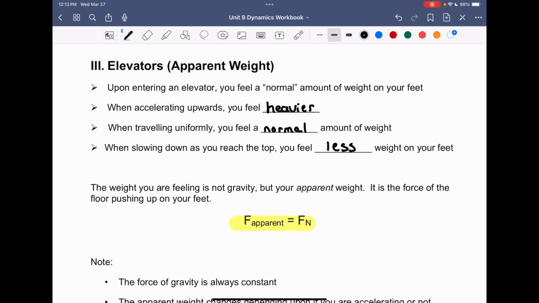Now, what we're going to do is expand upon this, because we could say these things verbally all we wanted: where we accelerate upwards, we feel heavier. We travel uniformly, we feel normal. When we're slowing down, we feel less. But we want to show it visually and how this actually applies together.